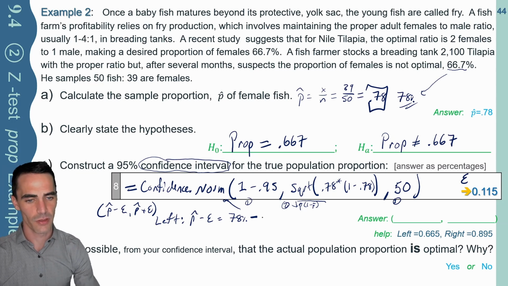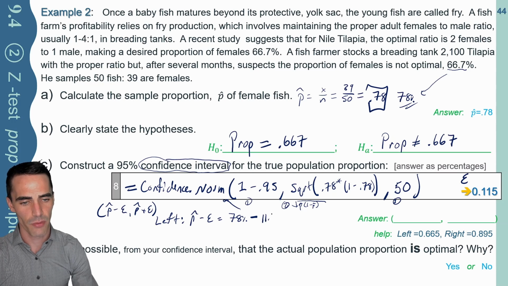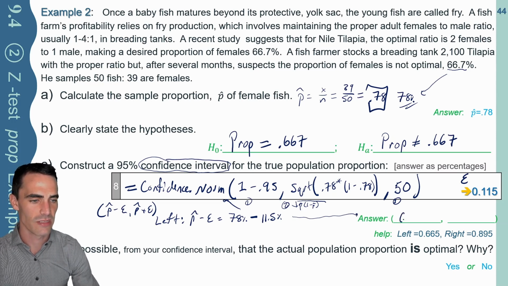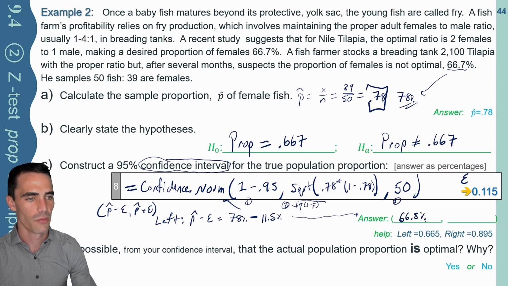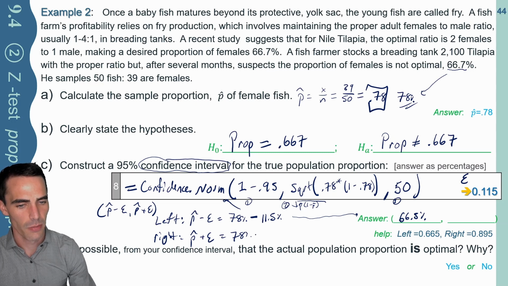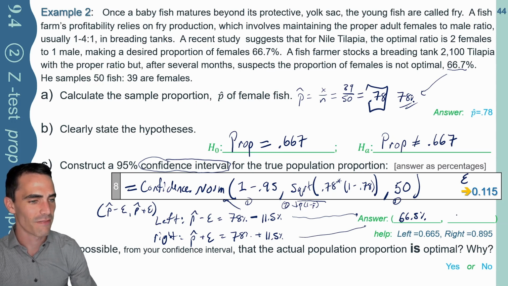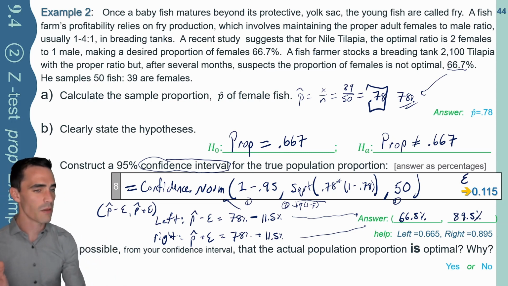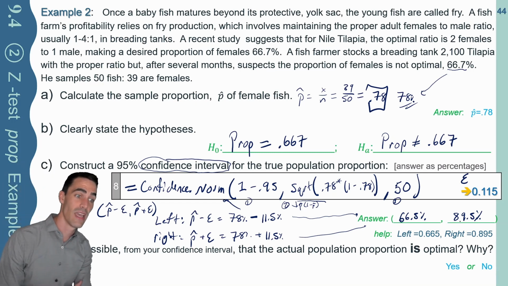So bringing back to my left endpoint over here, if I'm talking about percentages, that would be 11.5%, or 78 minus 11.5. That should be, as my left endpoint, 0.665, or as a percentage, that's 66.5%. For my right endpoint, I need to add the margin of error, so that'll be p hat plus my margin of error, or 78% plus this 11.5%. Adding those two together should be my right endpoint at 0.895, or as a percentage, that's 89.5%. Now look, we're 95% sure that the population proportion, again, I have the sample, is somewhere inside of here, maybe 66.5, could be as high as 89.5.